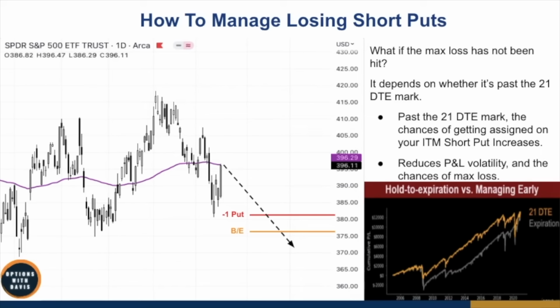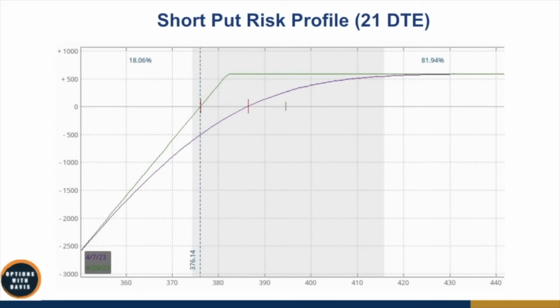You can see down here, this is done by the Tastytrade team. They've done a lot of studies and in-depth research into this. You can see that if you manage your trade at 21 days to expiration, it's much more superior than if you hold to expiration. So that is why we also want to manage it early. The other thing we also want to take note of is the risk profile at 21 days to expiration.